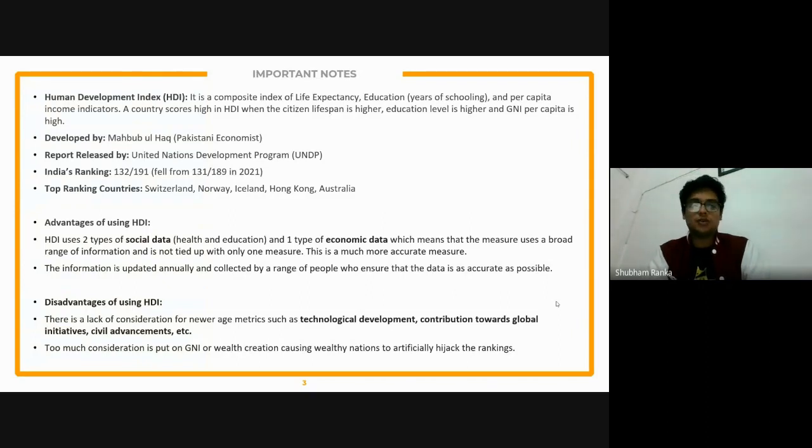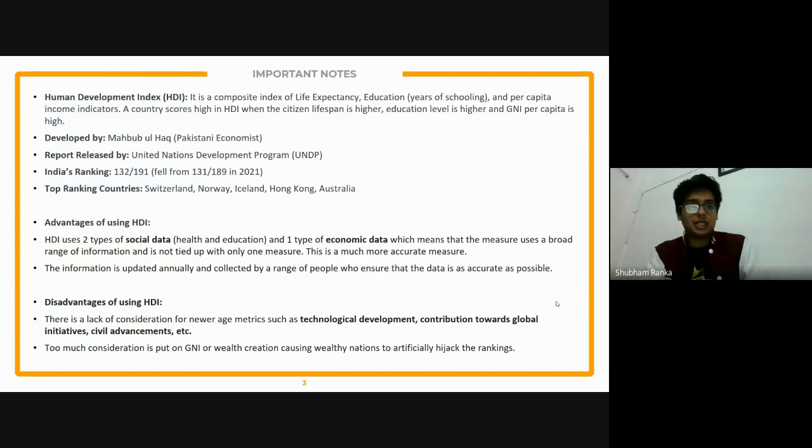So a very brief description about it is it is a composite index of life expectancy, education, that is the years of schooling, and per capita income indicators. A country scores high in HDI when the citizen lifespan is higher, education level is higher, and the GNI per capita is high. Now, what is GNI? We'll discuss that also later on. And I'll also break down these 3 metrics, and how are they compared, right? Very basic information about it. We'll first know about that.